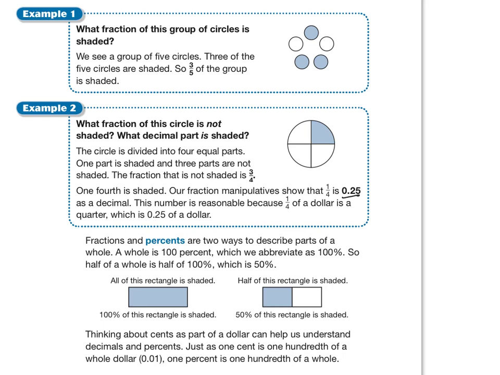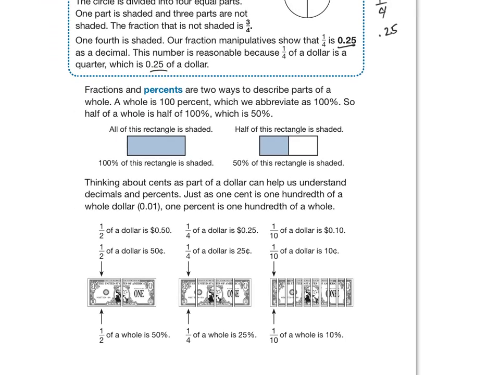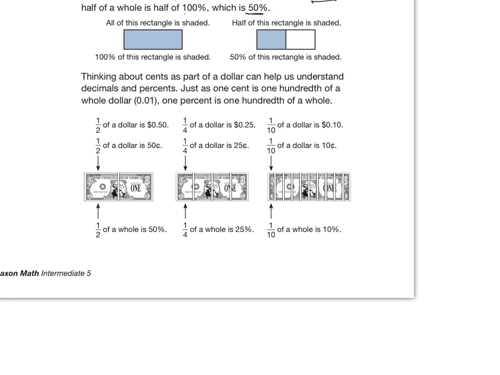Or we could turn it into decimals and also into cents or percents. So 25% is the same as 1/4, and is the same as 0.25. Fractions and percents are 2 ways of describing parts of a whole. The whole is 100%, or a half of the whole is 50%, or 1/2. And here we've got this representation, and then we're comparing it to dollars.